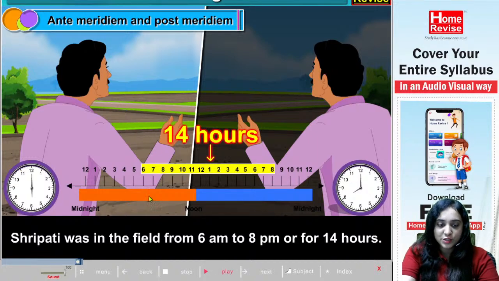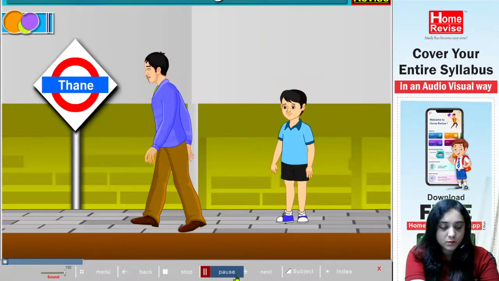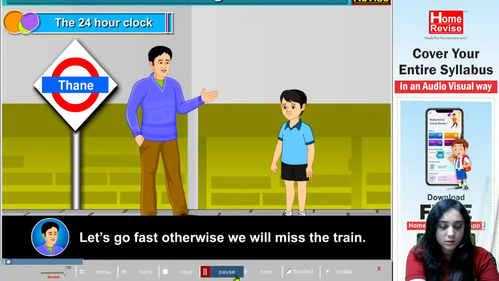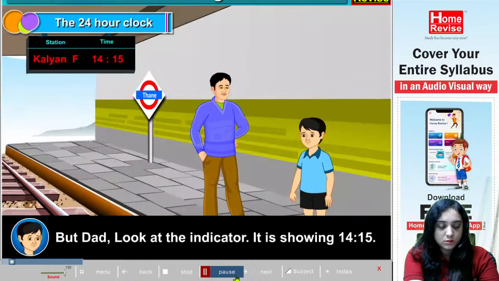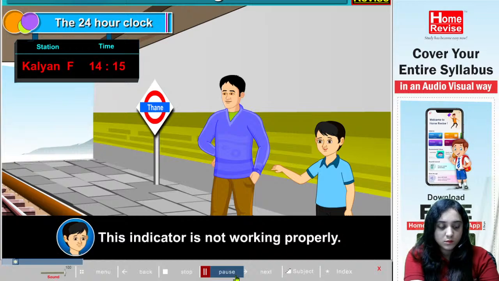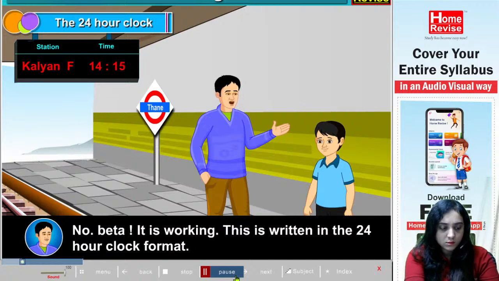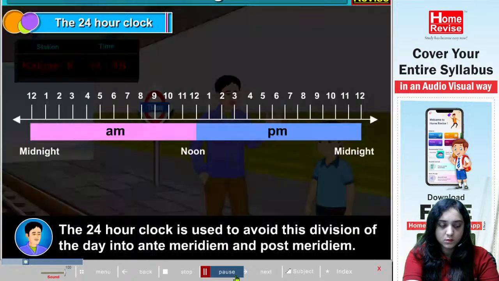Okay, now pay attention. The 24-hour clock. Let's go fast, otherwise we will miss the train. But Dad, look at the indicator. It is showing 14:15. This indicator is not working properly. No, beta, it is working. This is written in the 24-hour clock format. What is that? The 24-hour clock.